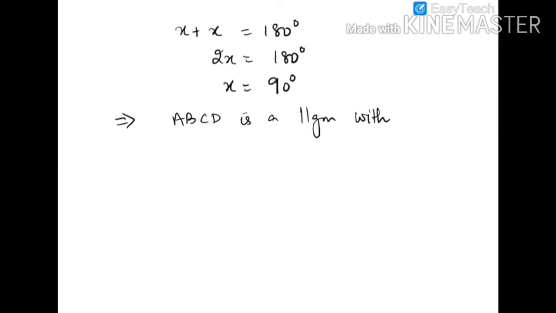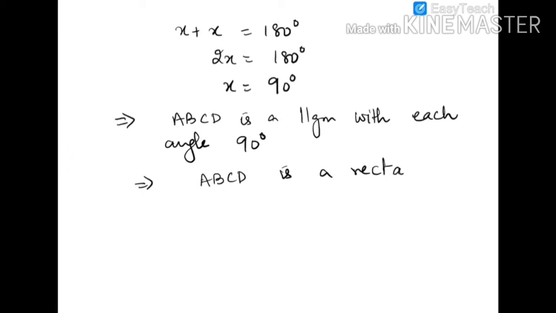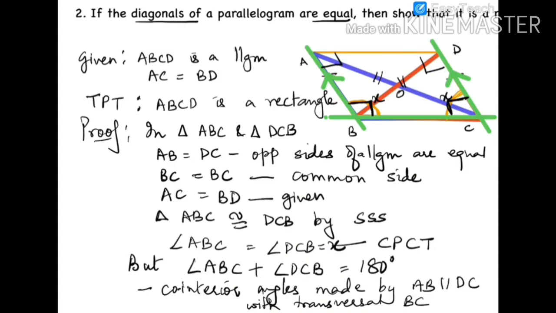So this implies that ABCD is a parallelogram with each angle 90 degrees. So this implies ABCD is a rectangle. You don't have to write steps to show that all angles are 90 degrees, because if one angle of a parallelogram is 90, then all other angles are also 90. So we can make a conclusion that a parallelogram with one angle 90 degrees is a rectangle.